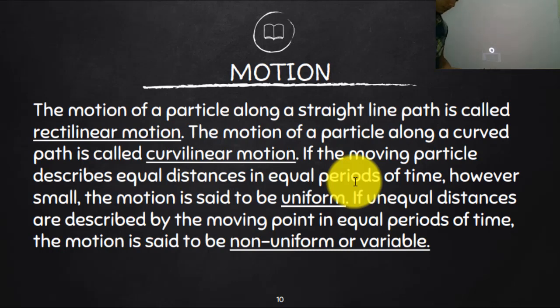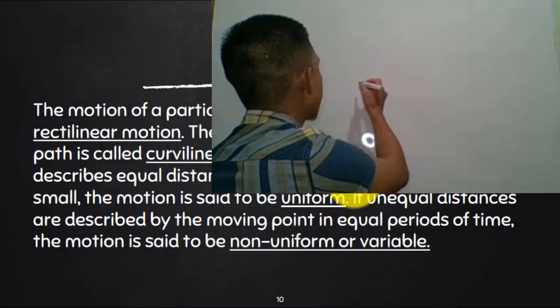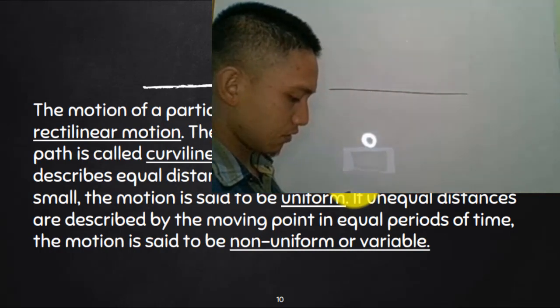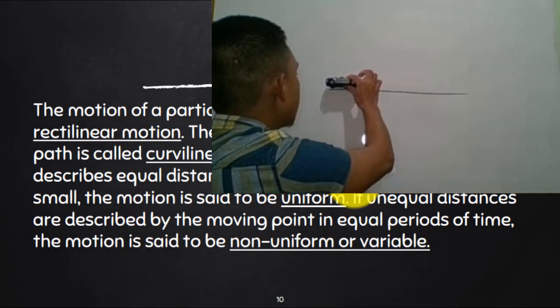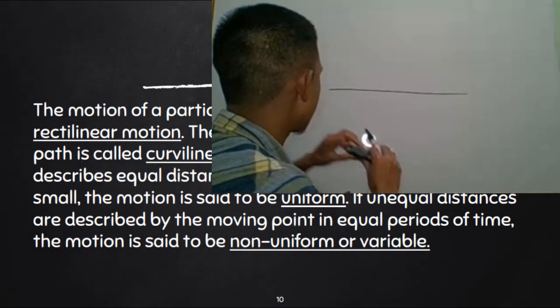Okay, so I have here my props. Let's say this is a road, and there is a car, a toy car. How do you know that that is a uniform motion?